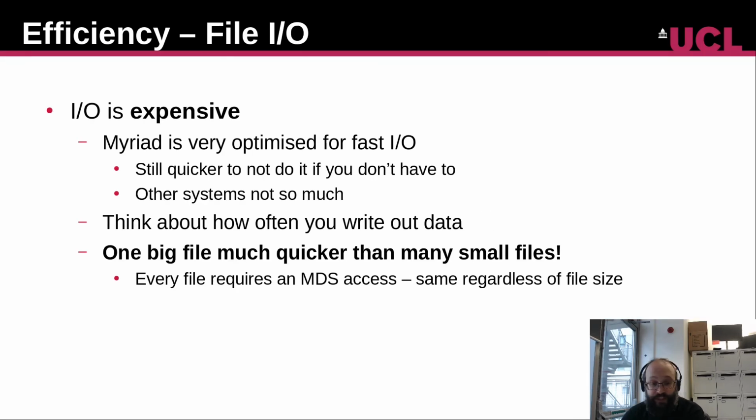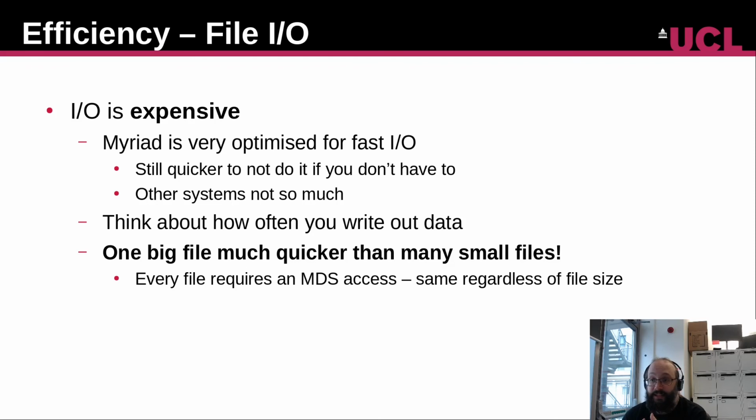File I/O. Computers are very fast, storage is comparatively very slow. Even on Myriad, which was very much designed to be optimized for I/O because of the high throughput nature of it, it reads and writes a lot of data. It's still quicker to not do I/O if you don't have to. So think about how often you write out your data.